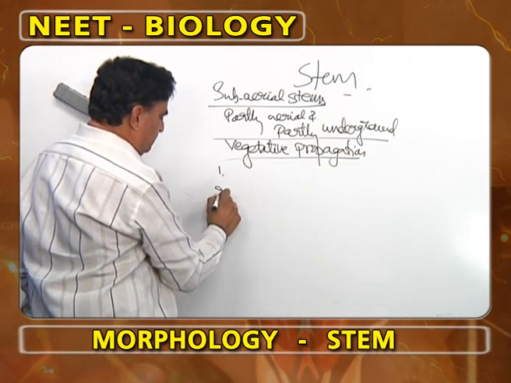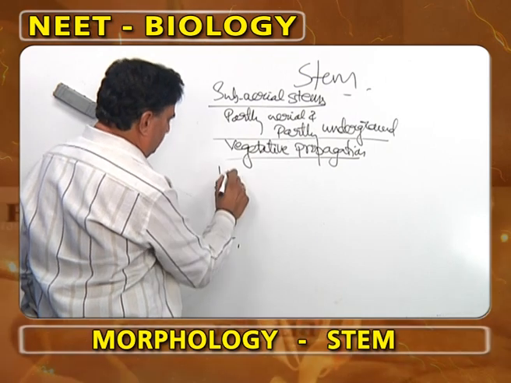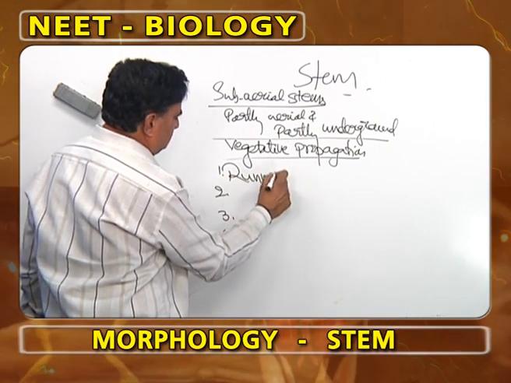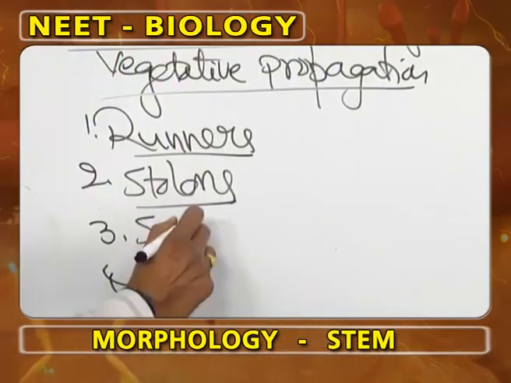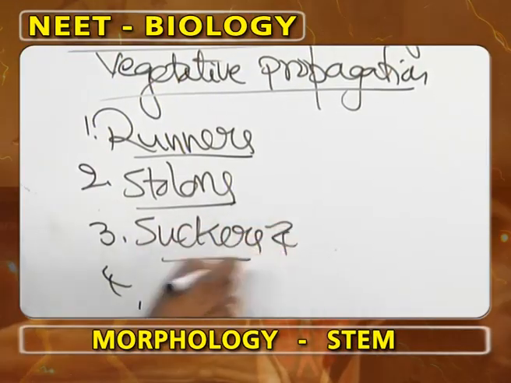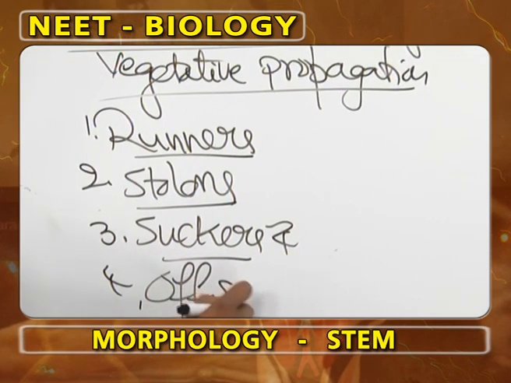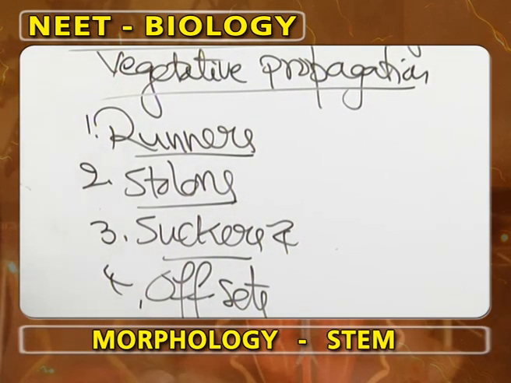The subaerial stems are broadly classified into 4 types: runners, stolons, suckers and offsets.